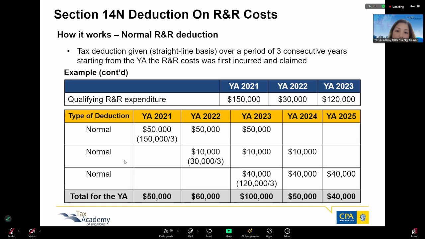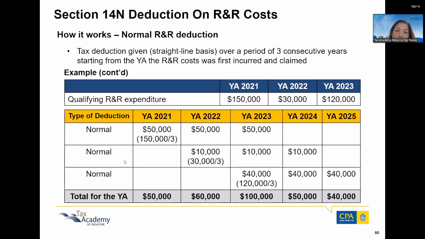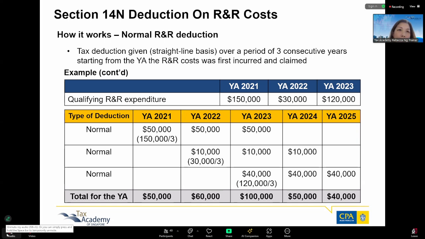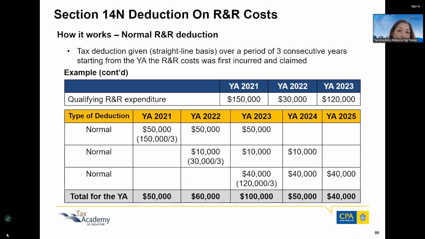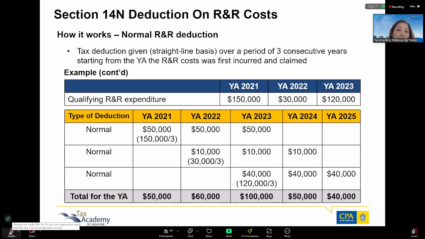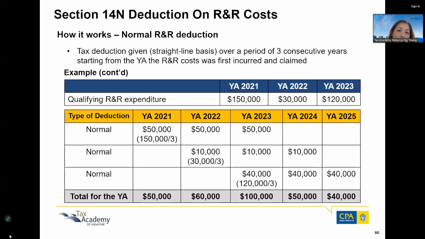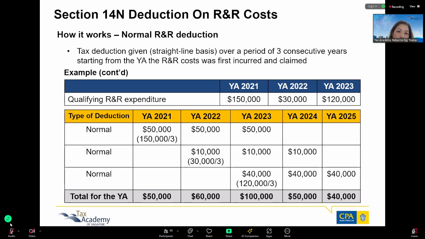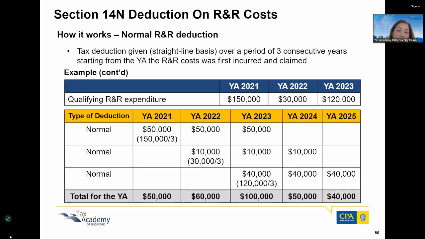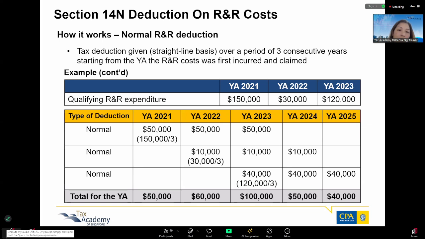So in YA 2023, it is not accelerated, but usually the company doesn't start at YA 2023. They start way before that, and then they have expenditure in YA 2021 and YA 2022. So there will be certain years where they have 1 year, certain years there will be 3 years. It's based on the option of the company. In this example, we assume that the company did not elect for the accelerated claim. This is to show you that in normal circumstances where qualifying expenditure is claimed over a period of 3 years, this is how the computation of the normal R&R deduction will look like.